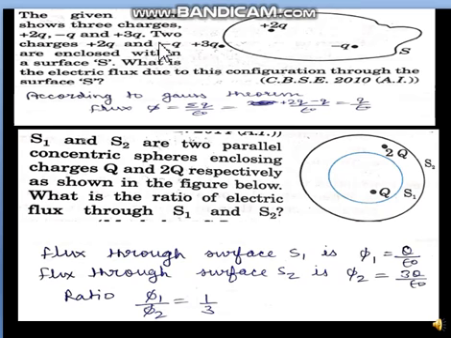Let's read this question number 1 based on Gauss theorem. The given figure shows 3 charges, plus 2q, minus q and plus 3q. 2 charges plus 2q and minus q are enclosed within a surface S. What is the electric flux due to this configuration through the surface S? Now let us see this diagram. It is written that inside the surface S, 2 charges are placed, plus 2q and minus q, and outside the surface S, plus 3q is present. We are asked to find the electric flux through this surface.